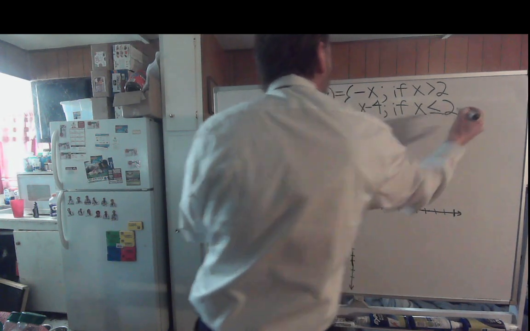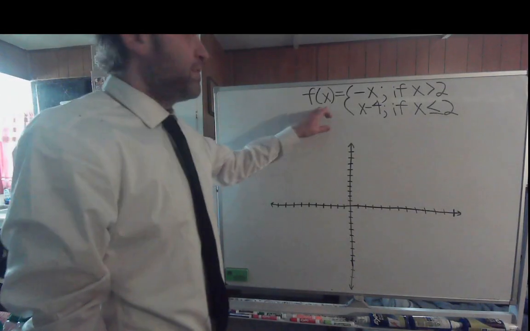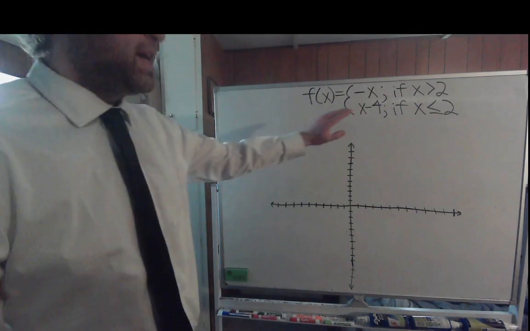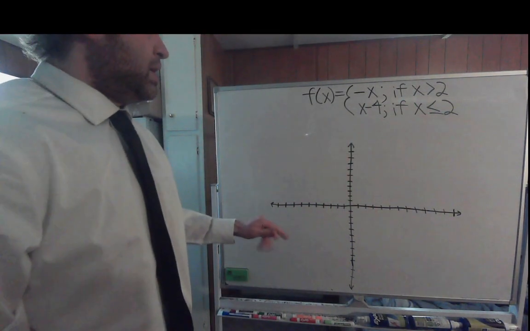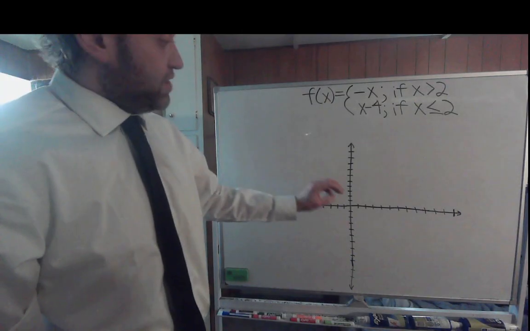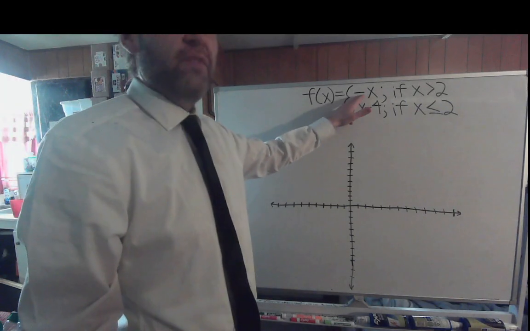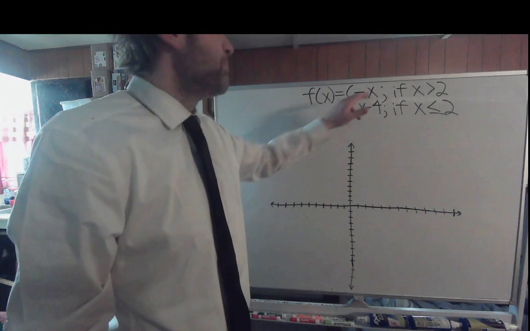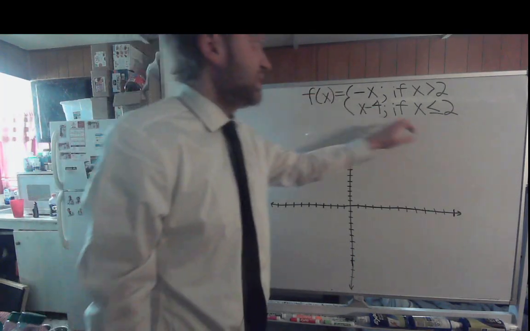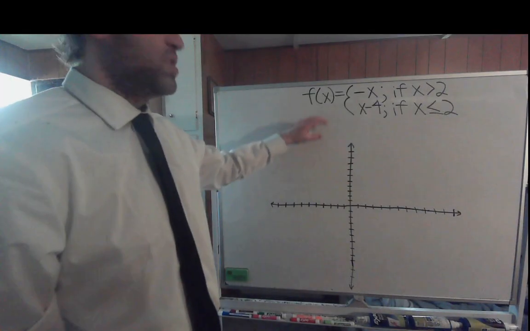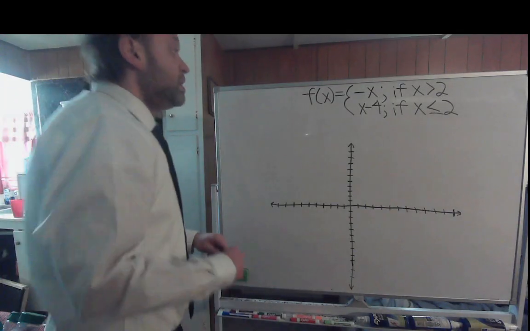Alright, so I have a piecewise function here where f of x would be equal to -x if the value of x is greater than 2. So for all values where x is greater than 2, my function is going to behave like f of x equals -x. If I have values less than or equal to 2, my function is going to behave like f of x equals x minus 4.